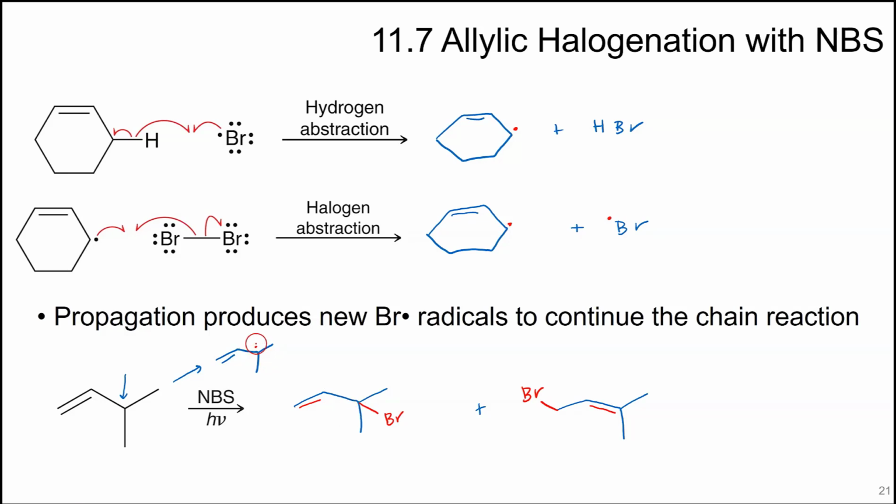But if you recall, this is resonance stabilized. So one electron can come here, the other comes here, and that one goes there. So the new bond has formed here. There's a radical there. That one can form a bond with the new Br and get to that product. So with an allylic reaction, we can get two different products if your double bond is not symmetric.